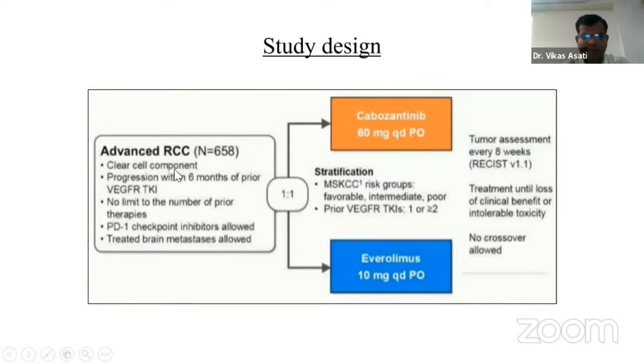All the patients should have clear cell histology, at least as a component, and they should have progressed within 6 months of prior TKI. There was no limit on the number of prior therapies, and PD-L1 checkpoint inhibitors were also allowed. The patient should have stable brain metastasis, and they were randomized between cabozantinib, the dose being 60 milligram once a day, and everolimus, 10 milligram once a day. The patients were stratified based on IMDC risk groups, either favorable, intermediate, or poor, and also based on the number of prior therapies the patient had received.